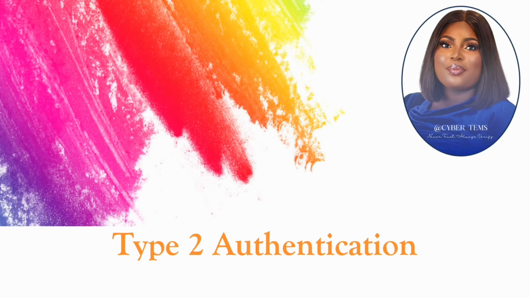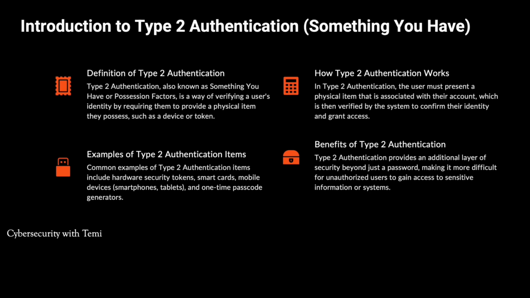Let's talk about type 2 authentication. Type 2 authentication is something you have. You remember we said that type 1 authentication is something you know, and type 1 authentication is the weakest form of authentication. You remember the things we said about password vulnerabilities and how passwords are vulnerable to brute force attacks. So let's talk about type 2 authentication, which is something you have.